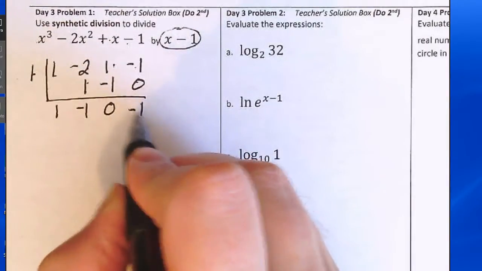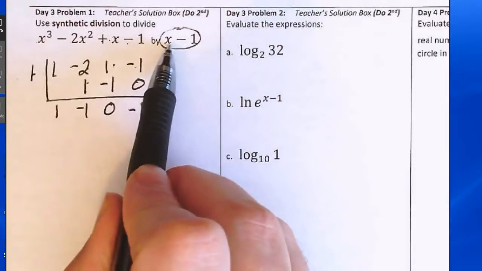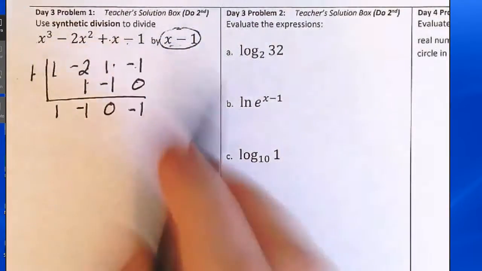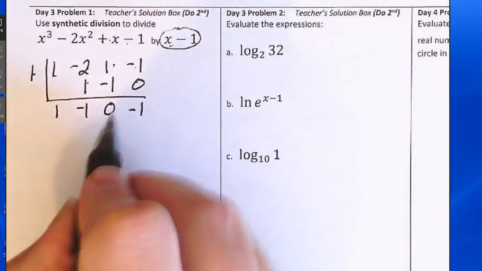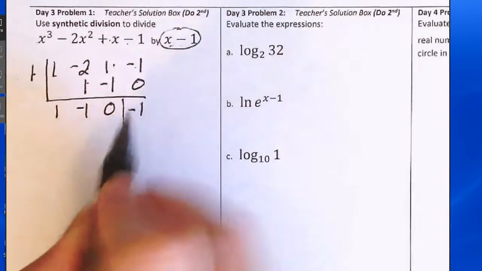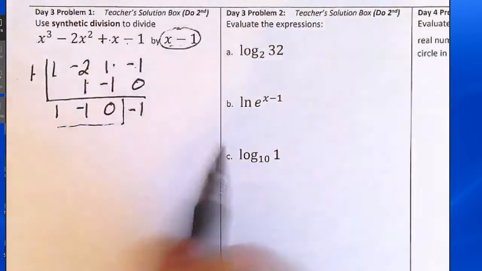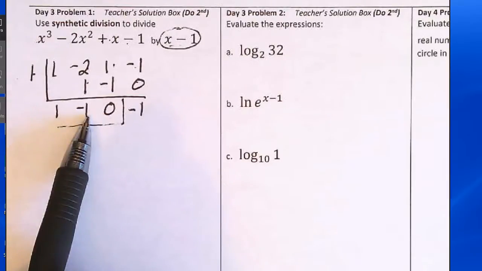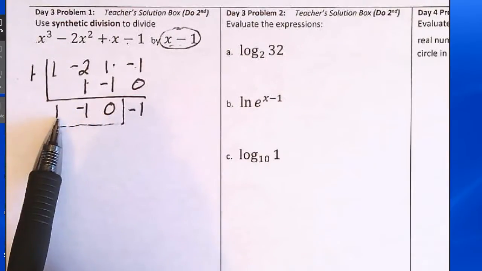If it had turned out to be 0, then this polynomial would have divided evenly into the original polynomial. But that's not the case. There is a remainder. Separate the remainder away from the other coefficients. And then begin here. This is the constant term. This goes with the x term, and this goes with the x squared term.